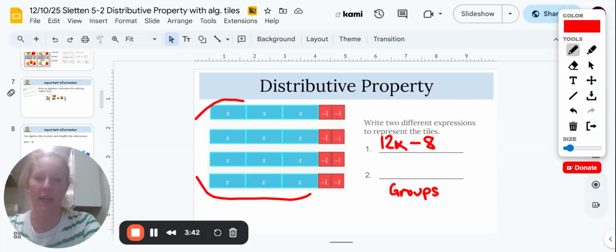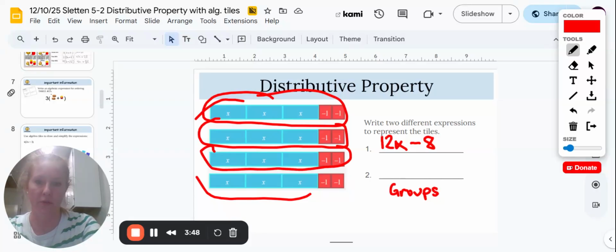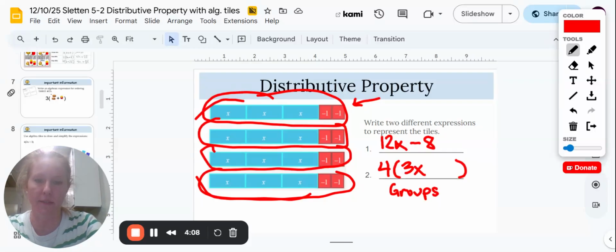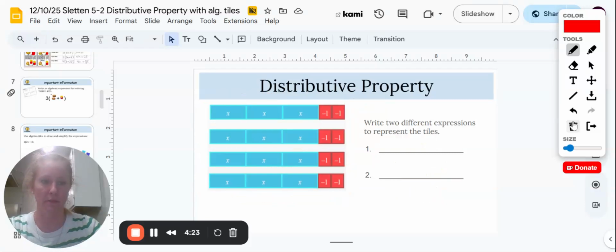Okay, and then if I look at it in groups, I can break it into 4 groups. 1, 2, 3, 4 groups. So I know I have 4 groups, so I'm going to make a 4 here, and I'm going to make my parentheses right there, so I'm ready to put what's in each group inside the parentheses. If I look at each of the 4 groups, each of them has 3 positive x's and then 2 negative 1s. So each group has 3x minus 2. So the number 1 is simplified, and number 2 is with groups. Make sure you have this in your notes.